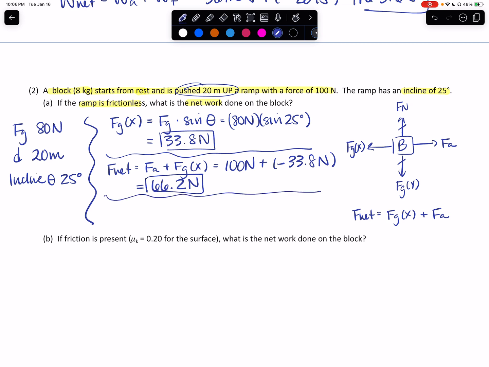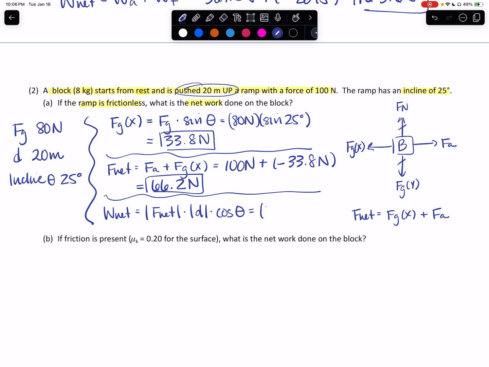With that, I can calculate the net work. So that net work is going to be equal to the absolute value of F net, the absolute value of the displacement, and then the cosine of the angle between the two. Now cosine here is going to be F net's direction versus the motion. I've got a positive value for F net, and the motion is in the positive direction, so we're going to get a 0 there.